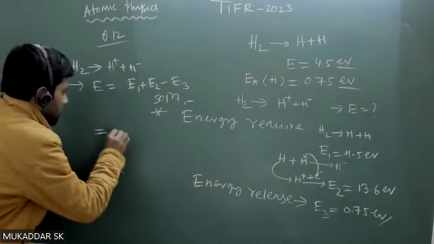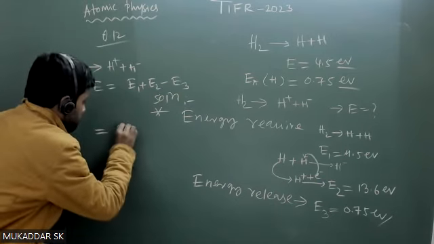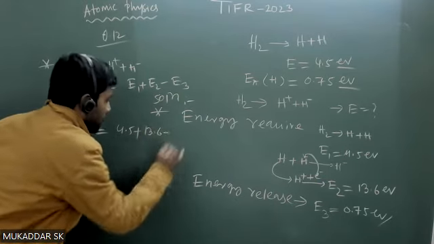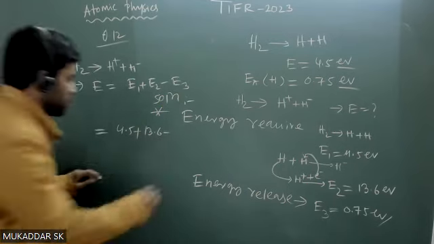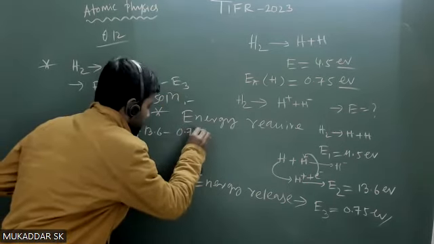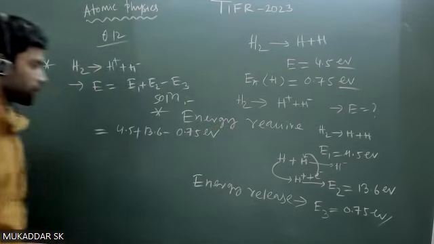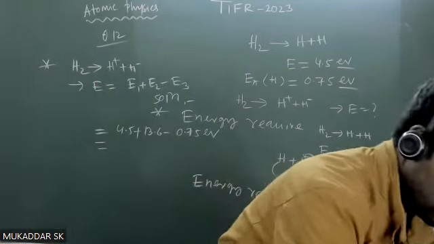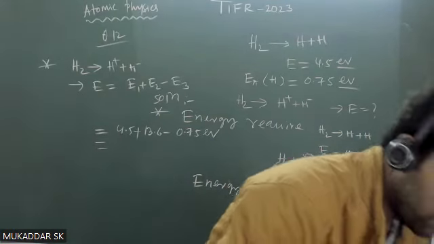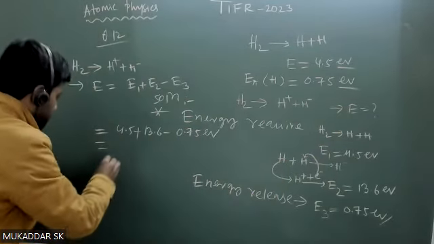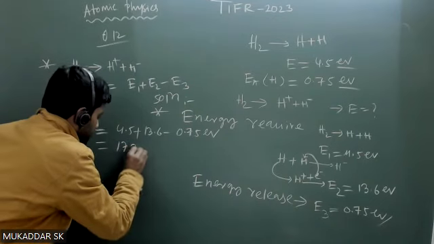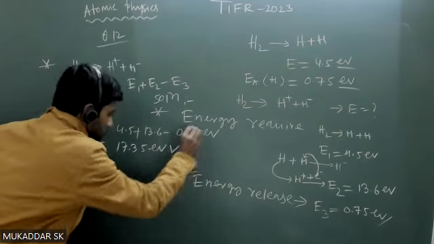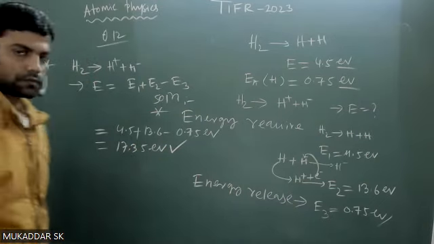E1 is 4.5 electron volt, E2 is 13.6 electron volt, and E3 is 0.75 electron volt. If you calculate, you will get 17.35 electron volt. So this is the correct answer. Thank you.